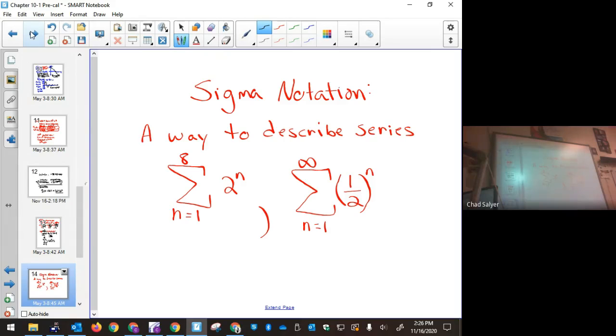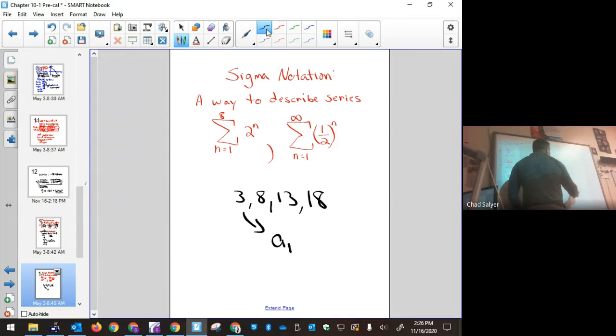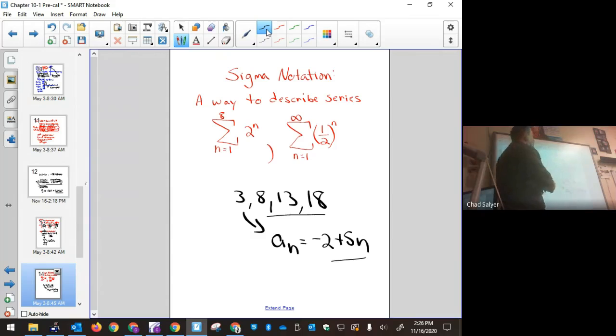Now, sometimes you can rewrite them. So if I wanted this one, let's say 3, 8, 13, 18, I could rewrite this as a sub n equals negative 2 plus 5n. So if I plug in 1, I get 3. Plug in 2, I get 8, and so on. So sometimes you can take this implicit and rewrite it as an explicit, and it'll still work with this. But you need an explicit formula to plug into the sigma.